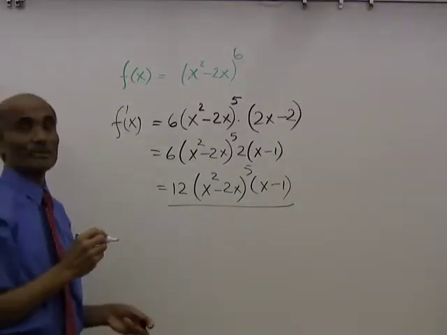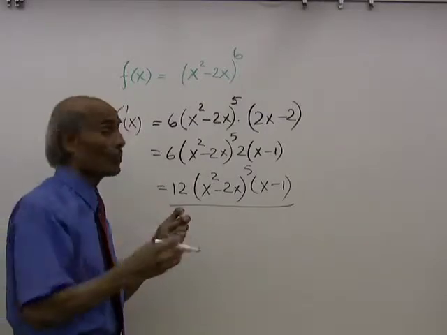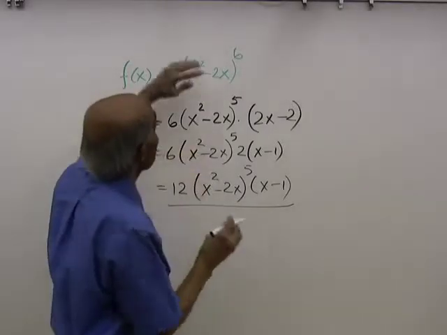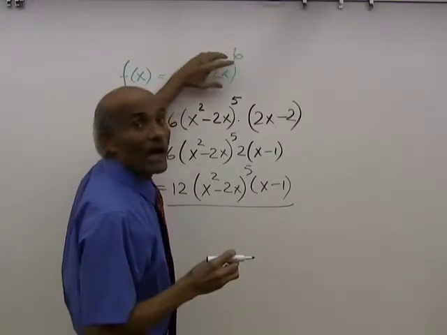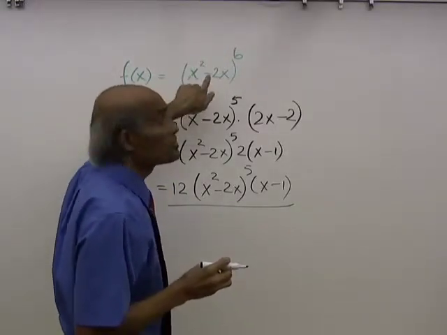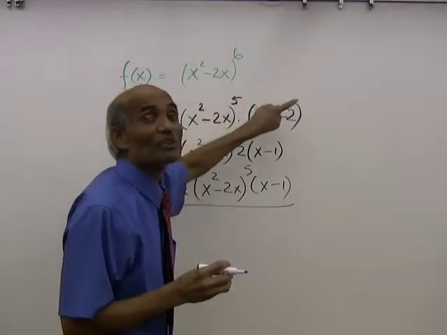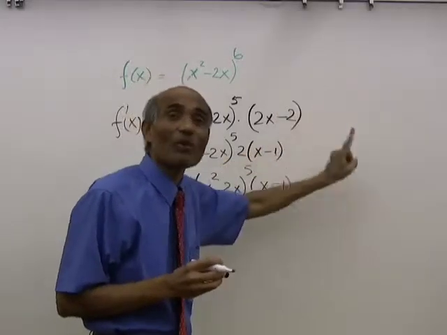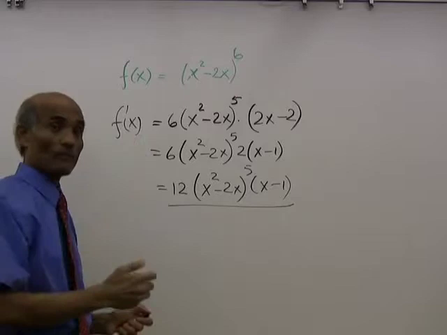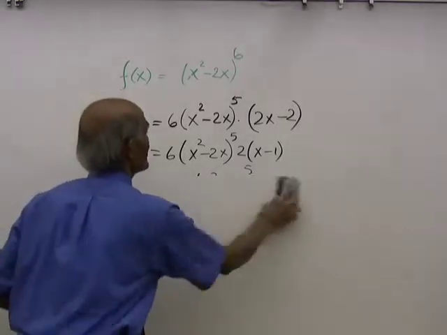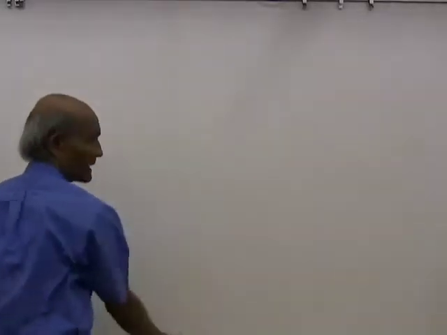So one more time, the simpler method to use the chain rule is when you are given a quantity raised to a power, apply the power rule to the quantity and then multiply it with the derivative of that quantity. Okay, let's try another one. Alright, let's take this off and let me give you another function.